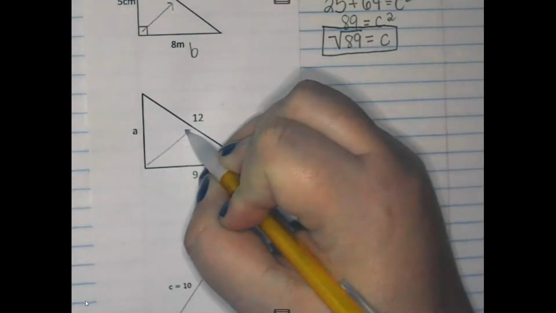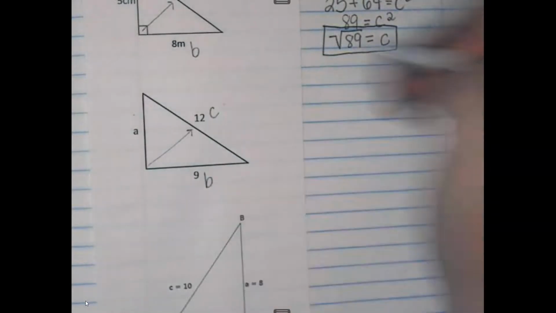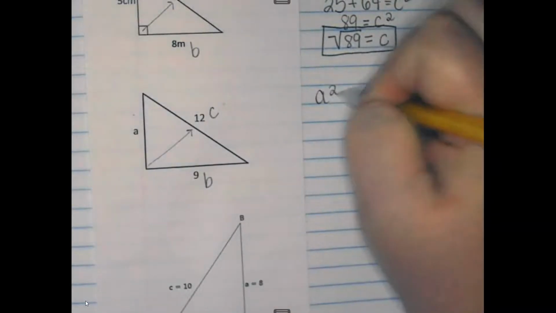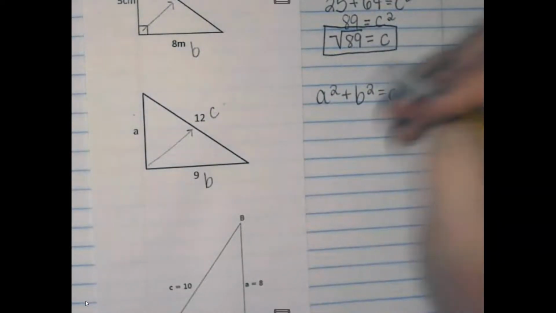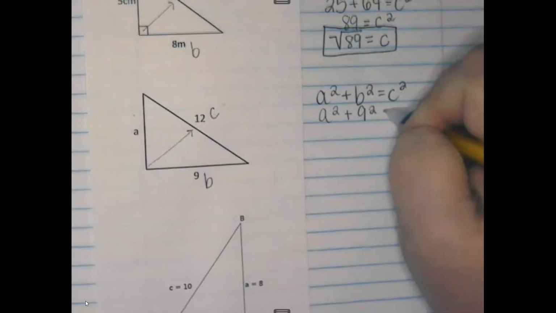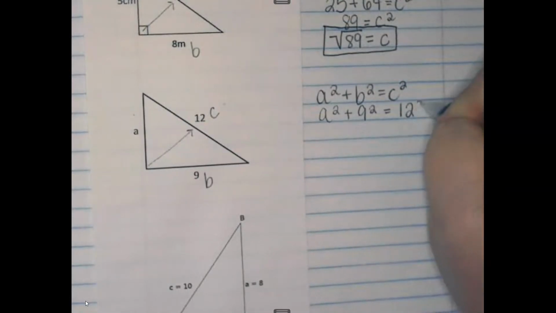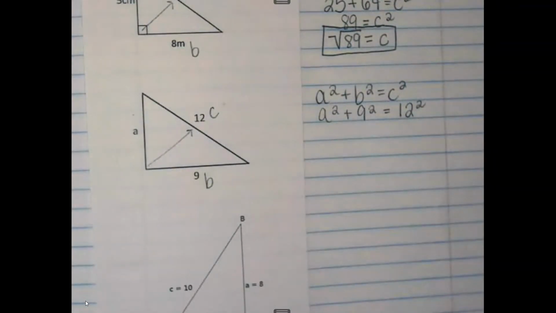Here's my right angle. They didn't have it marked, but we're going to assume that it was because we're solving for a missing side. There's my equation. My a stays as a. My b is 9 squared. My c is 12 squared. So I want you to go ahead and solve. So pause the video, and I want you to finish solving. Tell me what a equals. And then push play when you've done that.